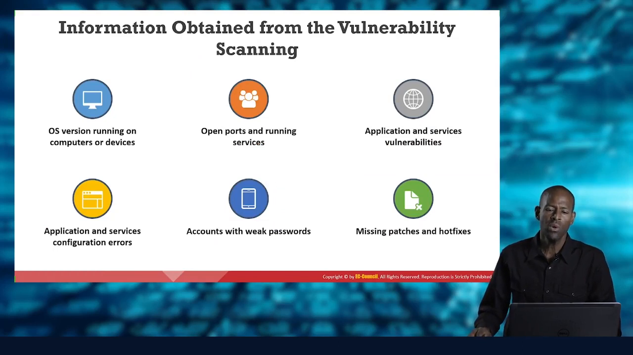So one of the things that we can find, one of the really cool outcomes, is that we get information from the vulnerability scan. We get the OS, we get the versions. We get open ports and running services. We get applications and service vulnerabilities, applications and service configuration errors. We get application accounts that may have weak passwords. We find applications and operating systems that may have missing patches and hot fixes. We get all of that from running the scan and finding if those vulnerabilities exist or not.